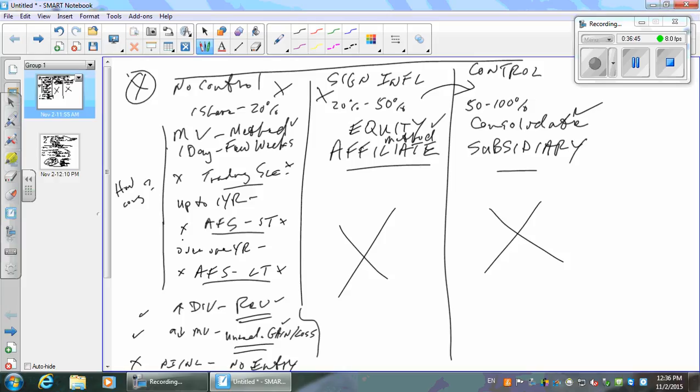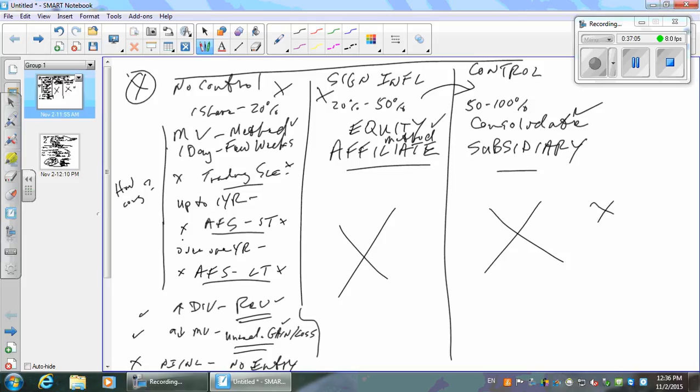So it's not 50 or greater. It has to be greater than 50. Well, right at 50, you have to make a judgment call: do we have control or not? So it's either an affiliate or not. But usually you won't be exactly at 50%.